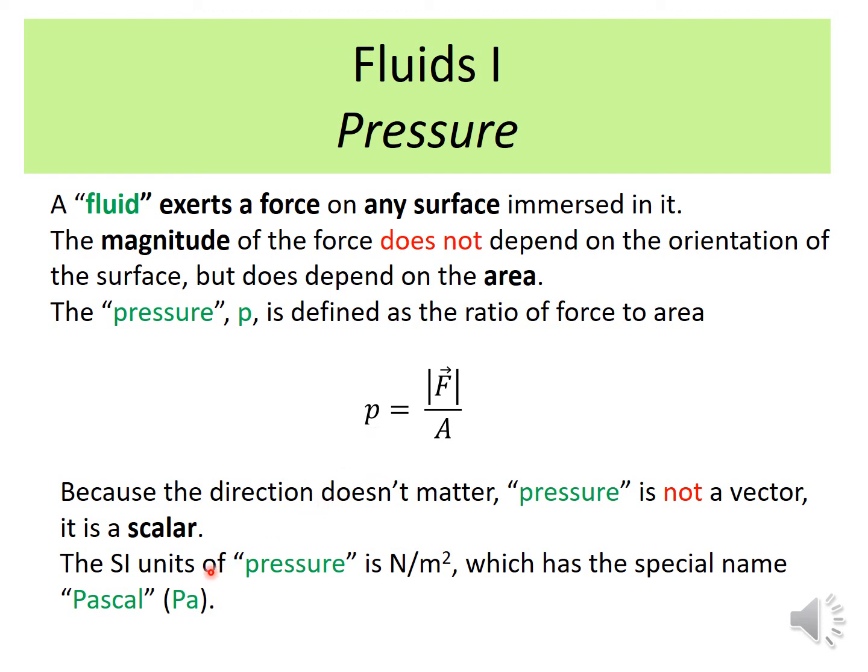And the unit of the pressure is Newton divided by square meters. As you can see from the definition equation, force is measured in Newton, the area in square meters, so we have Newton divided by square meters. And this unit has a special name. The special name is Pascal, and Pascal is abbreviated by Pa, capital P, small a. Where that Pascal unit comes from, we will see in a second.